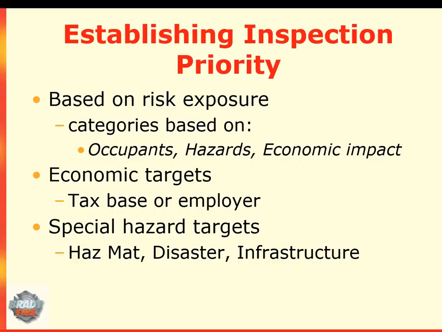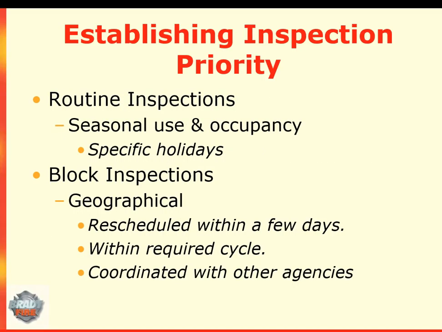Special hazard targets also include buildings vital to the quality of life in the community, such as City Hall, police stations, firehouses, sewer treatment facilities, and electric plants. Routine inspections can be conducted based on two systems: seasonal and block. Seasonal use and occupancy require inspections at specific times of the calendar year, for instance, schools and summer and winter resorts. These may be driven by specific holidays such as Halloween, Christmas, and New Year's Day.